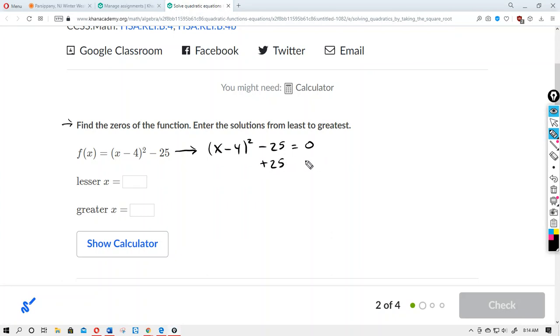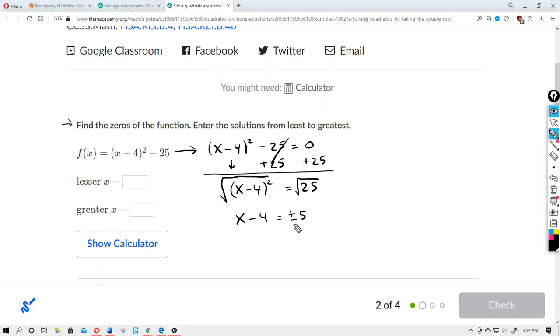I'm going to add 25 to both sides. 25's cancel. Bring down the x minus 4 squared, and that equals 25. Taking the square root of both sides to get rid of the squared, we're left with x minus 4 equals plus or minus 5.